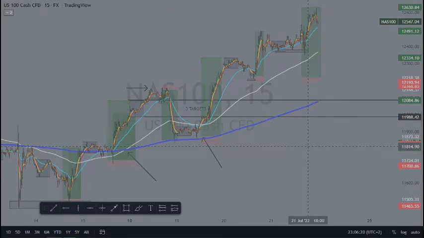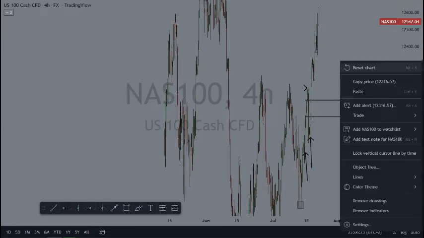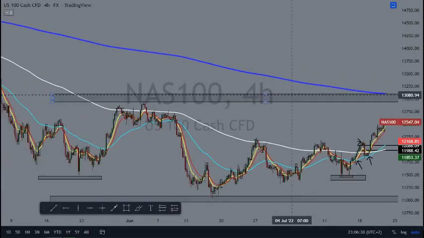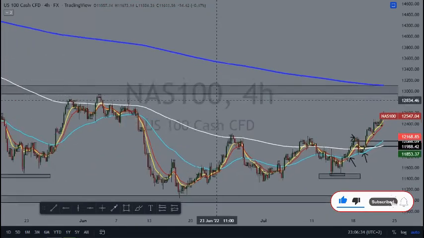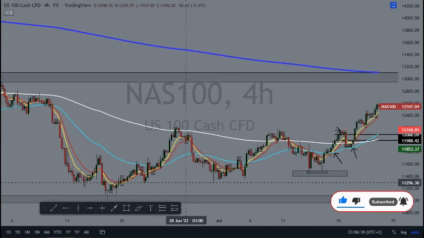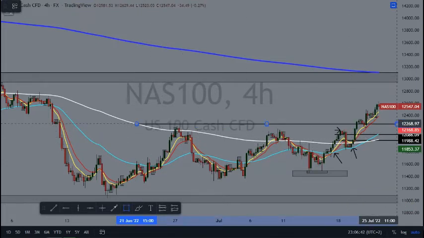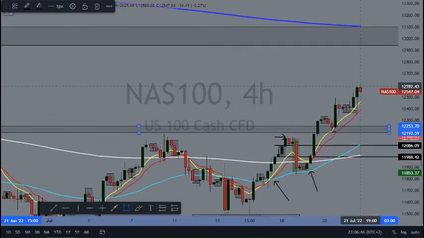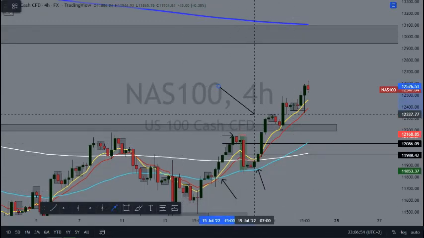If you go on the 4 hour time frame, it's like you have a bigger picture of where the market is going, and you can see that this was our zone. This is our zone. You can see this is our zone, and this was our previous zone, which we also had a break. We also had a break and a retest. We had a break and a retest at this.